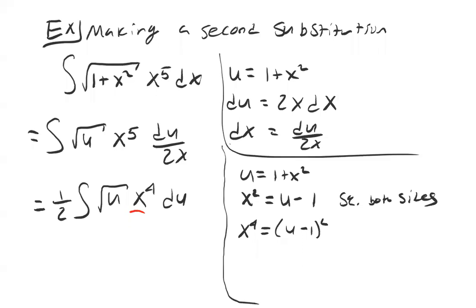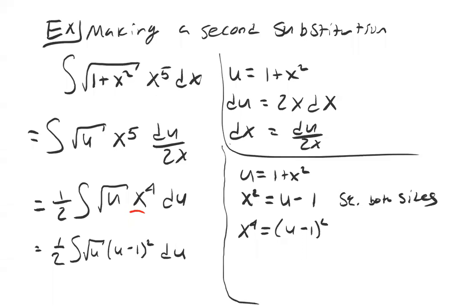And that puts me in a better position because now this is 1/2 the integral square root of u, x to the 4th is u minus 1 squared du. Okay, so you look at this and you start thinking, okay, that didn't really seem to help much. I can't think of an antiderivative of that off the top of my head.